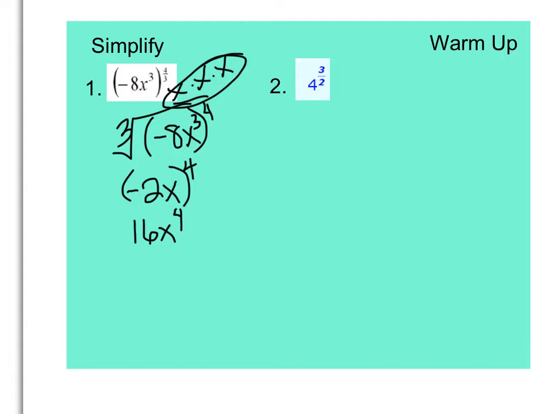Number 2, 4 to the 3/2. So that means the square root of 4 cubed. Square root of 4 is 2. 2 cubed is 8. So there were your two answers. And again, the x cubed part might have been unknown. Maybe you figured it out. Basically, you were just looking at the fact that you had 3 of them. So in the cubed root, that means you would have 1.